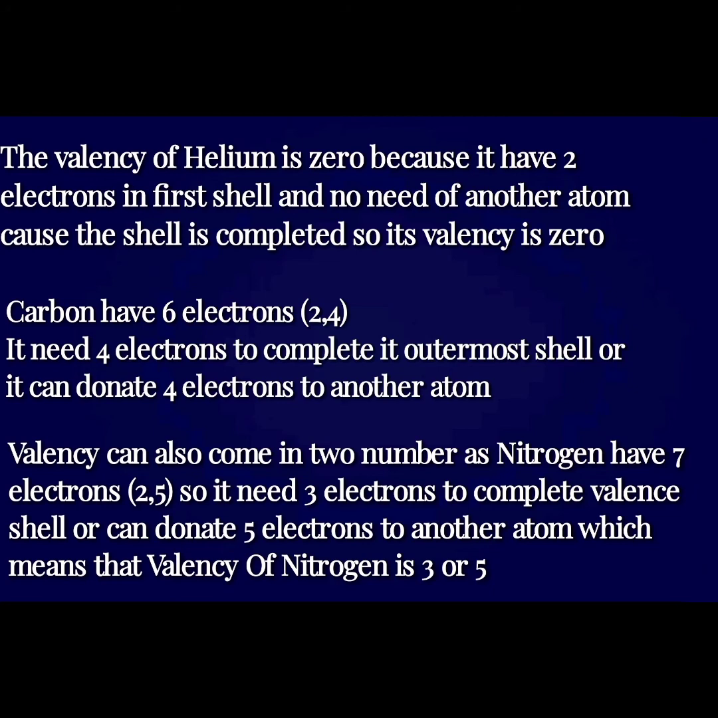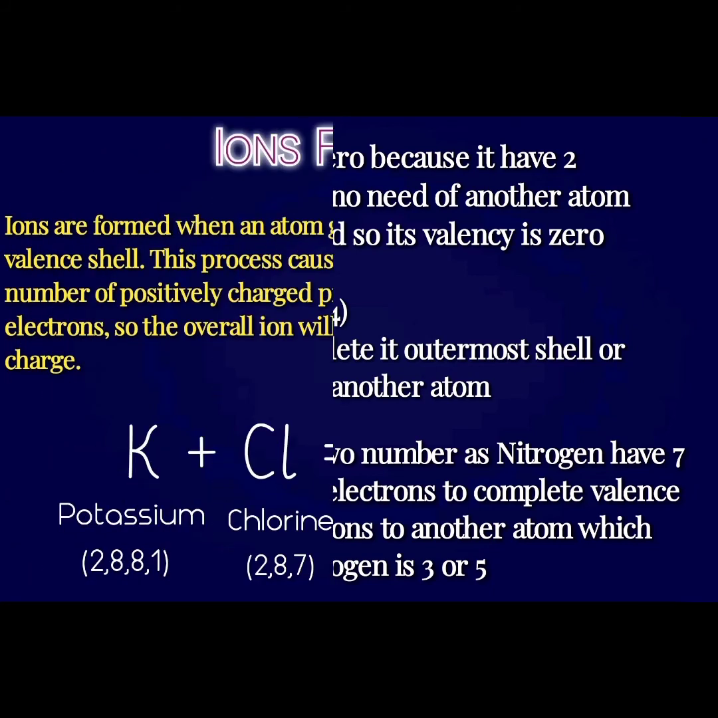Valency can also come in two numbers, as nitrogen has 7 electrons. The first shell has 2 electrons, the second shell has 5 electrons. So it needs 3 electrons to complete its valence shell, or can donate 5 electrons to another atom, which means that the valency of nitrogen is 3 or 5.